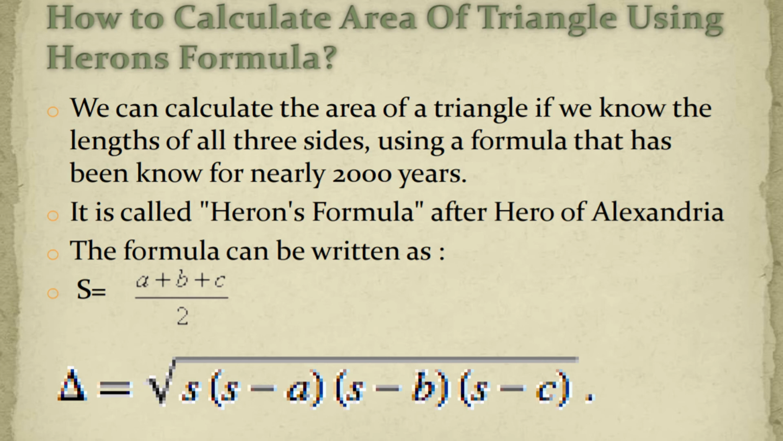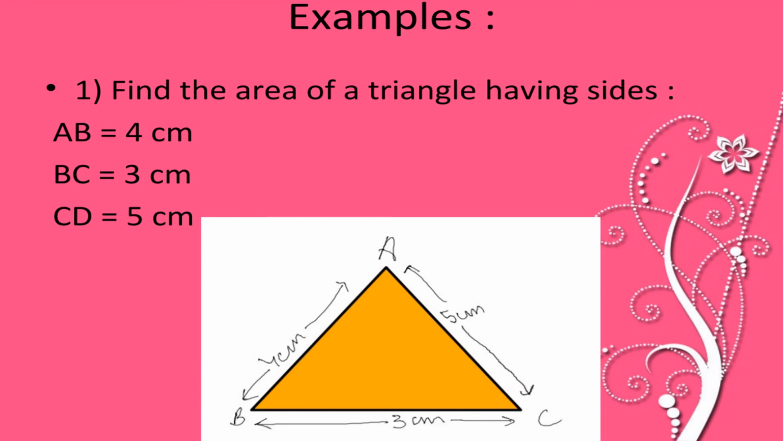Now let us take an example to find the area of a triangle using Heron's formula. Find the area of a triangle having sides AB equal to 4 centimeters, BC equal to 3 centimeters, and CA equal to 5 centimeters. Here the height of the triangle is not given. It is unknown. Only the lengths of the three sides are given. Understood, my children?